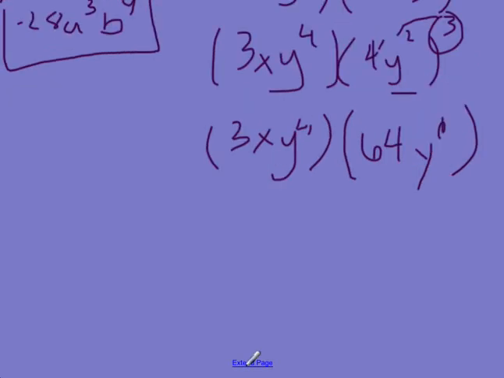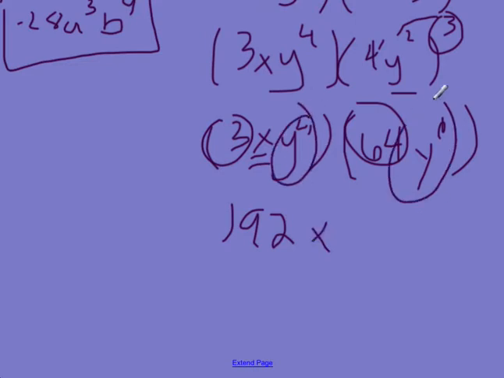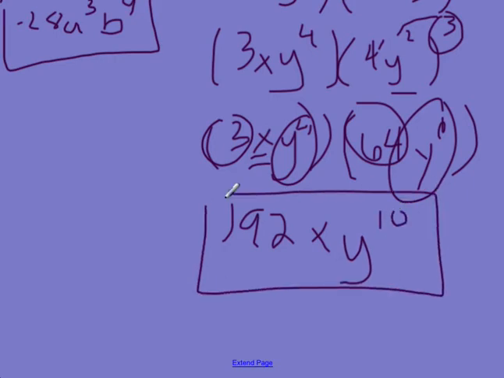So now we're ready to multiply that with the other parenthesis. 3 times 64. When you multiply 3 times 64, you get 192. Now there's nothing to multiply the x by, so that's just going to stay as x. And then you have y to the 4th times y to the 6th. Well, now we're multiplying like bases, so you're going to add those exponents. So that's your final answer for number 6.